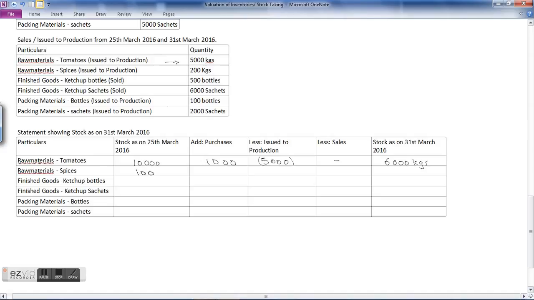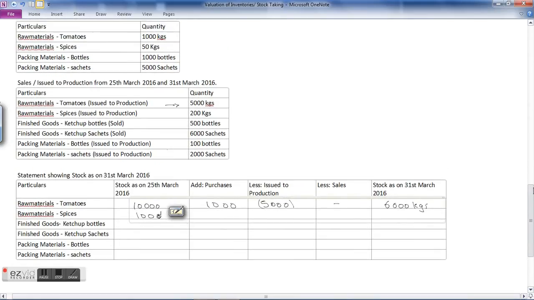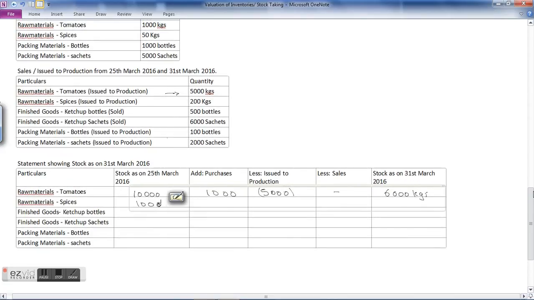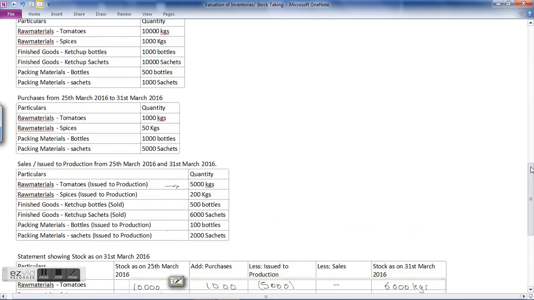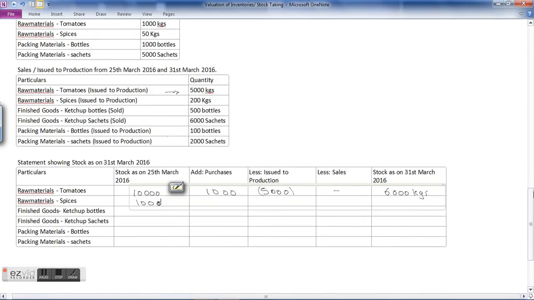Okay. Then add purchases. Are there any new purchases? Yes. How much is the purchase? 1,000 kgs was the original stock. So purchase is 50 kgs. Purchase of spices is 50 kgs. And how much is issued to production? 200 kgs. Since this is a raw material, there is no sale. So what is the stock as on 31st March? 1,000 plus 50 is 1,050 minus 200. So that comes to 850 kgs. Correct. Now the next one.